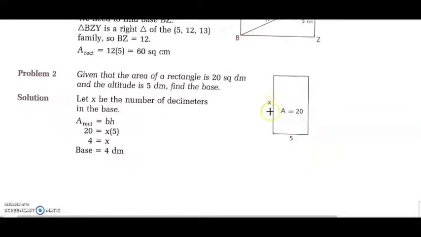Here, we're not given one of the dimensions, but we are given a dimension of 5. We're also told the area is 20. So 5 times x equals 20. The unknown dimension is 4.